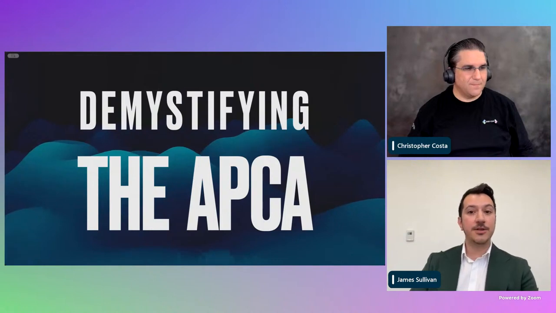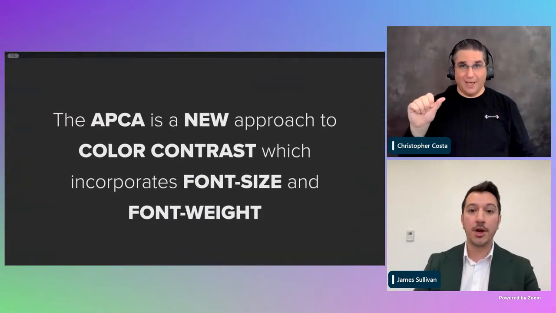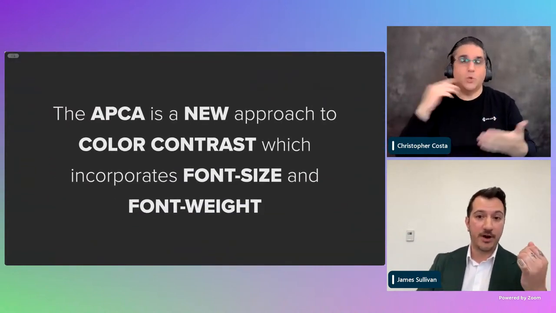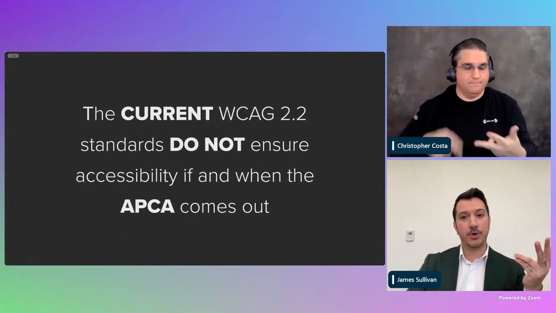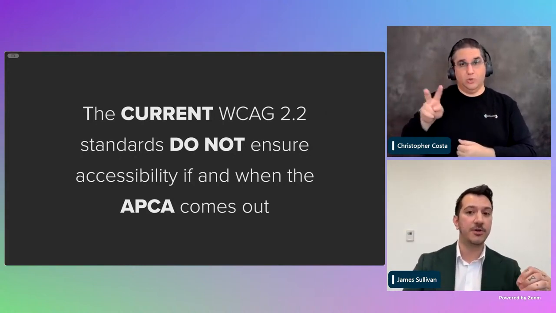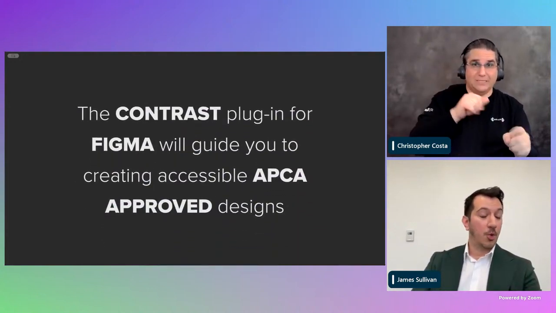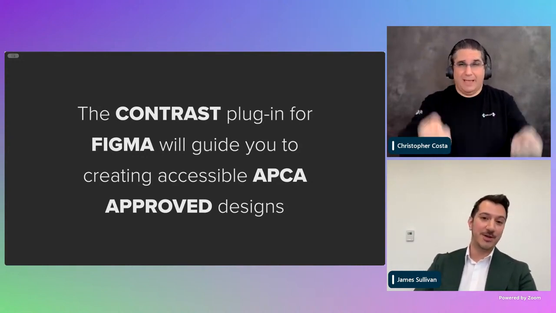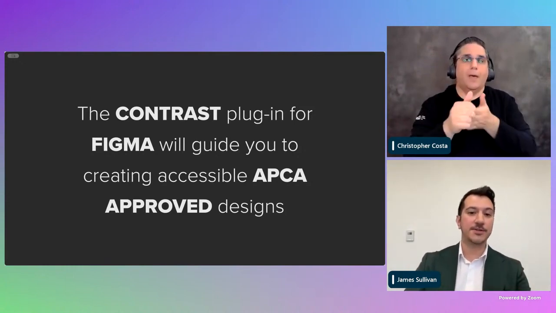So by the end of this talk, I want everyone to walk away with 3 points in mind. 1, the APCA is a new approach to color contrast, which incorporates font size and font weight. 2, because of this new approach, the current WCAG 2.2 standards do not ensure accessibility if and when the APCA comes out. And 3, worst comes to worst, and nothing I say today makes any sense at all, the contrast plugin in Figma will guide you to creating accessible APCA-approved designs.